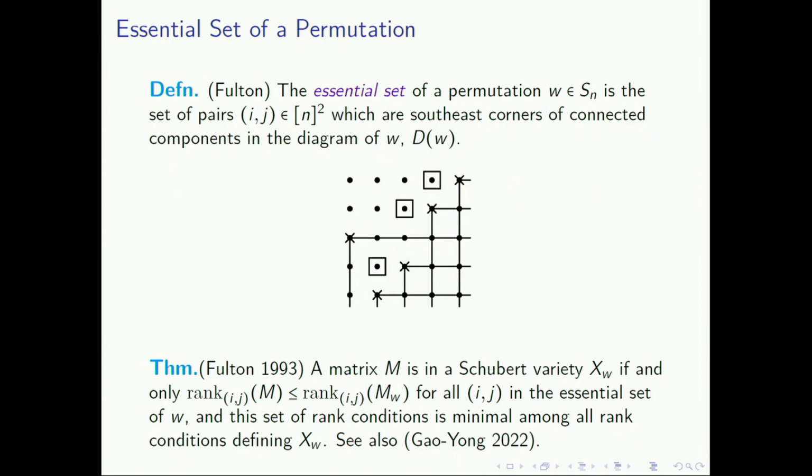And he proved that this is actually a minimal number of rank conditions on these varieties. You can't get by with fewer than these elements in the essential set and still define the same variety. This doesn't mean that you have a minimal number of equations, because determinants have relations among them, and that's what Gao and Young were improving on. Okay, so what's the analog of that for the Pawlowski-Rhodes varieties?